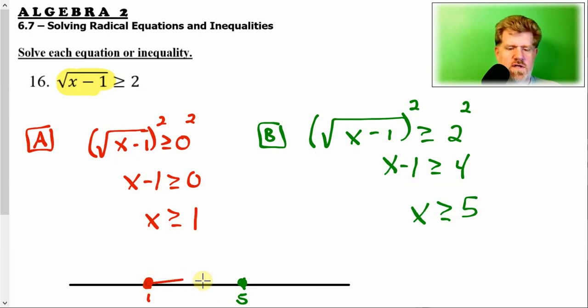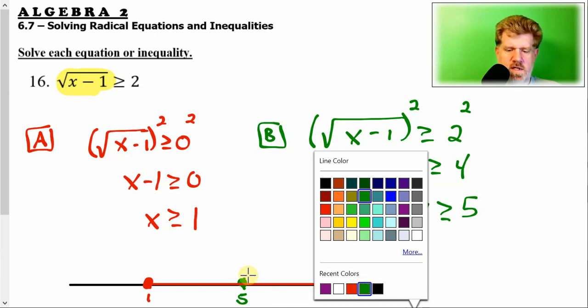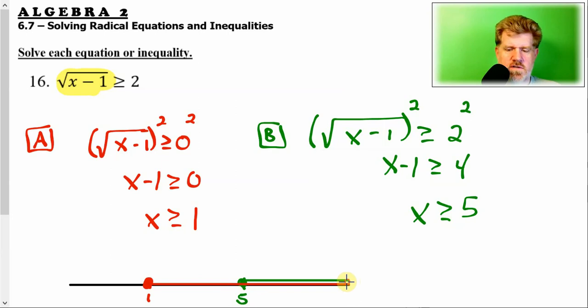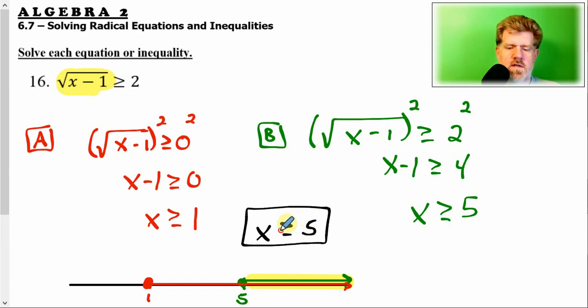X is greater than 1, goes off that direction. X is greater than 5, goes off in that direction. Look, they both go that way. So where are both equations true? They're both true when x is greater than or equal to 5. So one sure way to do it, get it right all the time, is find both answers, graph them on a number line, see where they intersect.